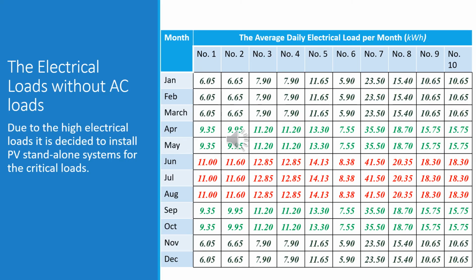So what's the plan B? Due to the high electrical loads, it was decided to install PV standalone systems for the critical loads only. As we see in this table, the loads are too high. The average daily electrical loads per month, in kilowatt hours, are too high, as we see. It could reach 40 kilowatt hours per day.